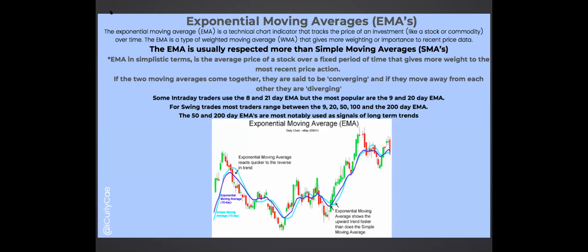If the two moving averages come together, they are said to be converging. And if they move away from each other, then they are said to be diverging. So those are two words that you're going to see when people are referring to the exponential moving averages. Now, some intraday traders or day traders use the 8 and 21-day EMA, but the most popular EMAs that day traders use would be the 9 and the 20-day EMA. And for swing trades, which basically means you're holding longer than one trading day, most traders range between the 9, the 20, the 50, 100, and 200-day EMA. The 50 and 200-day EMA are most notably used as signals of long-term trends. And they're also strong levels of support and resistance, because they're giving you an average over a longer time frame. So hopefully that makes sense.